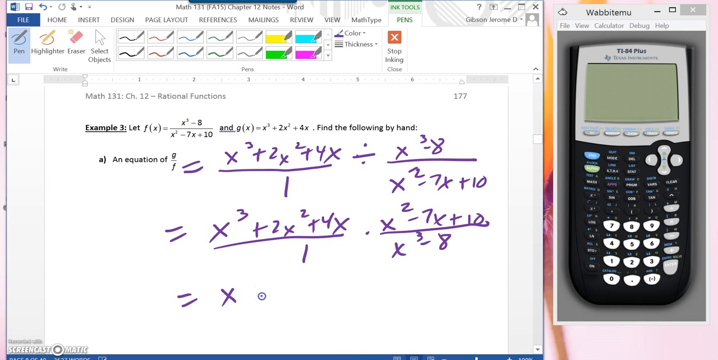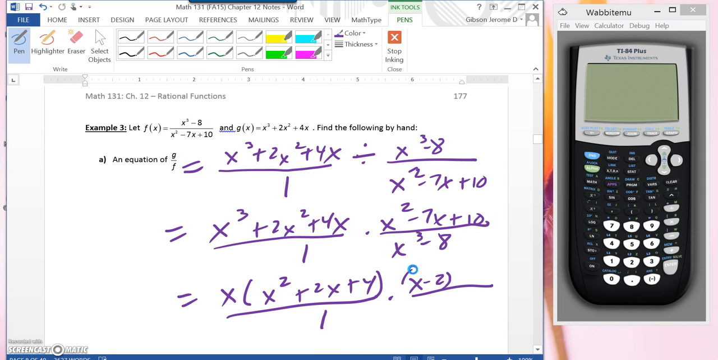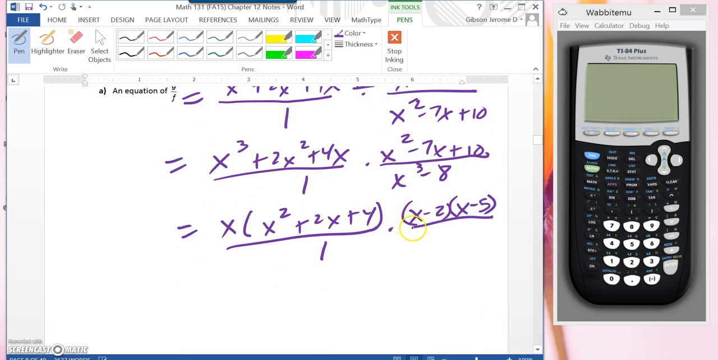Now we could factor this. We could factor out an x, and that'll give us x squared plus 2x plus 4 all over 1. And then we could factor this out here. We could factor this out as x minus 2 and x minus 5. Now with this x cubed minus 8, we know that is the difference of 2 cubes. So we know we have a binomial times a trinomial. The binomial would be x minus 2. Then a trinomial we know would be x squared plus 2x. And then it would be plus 4.